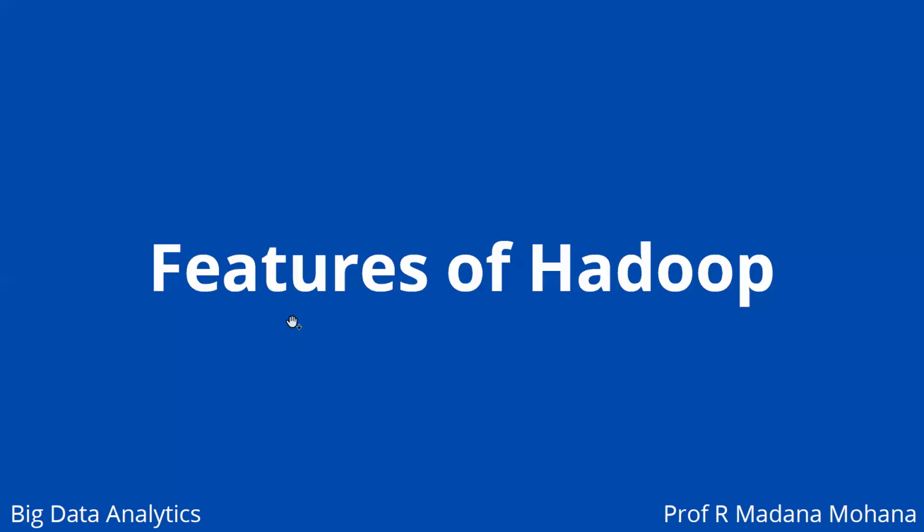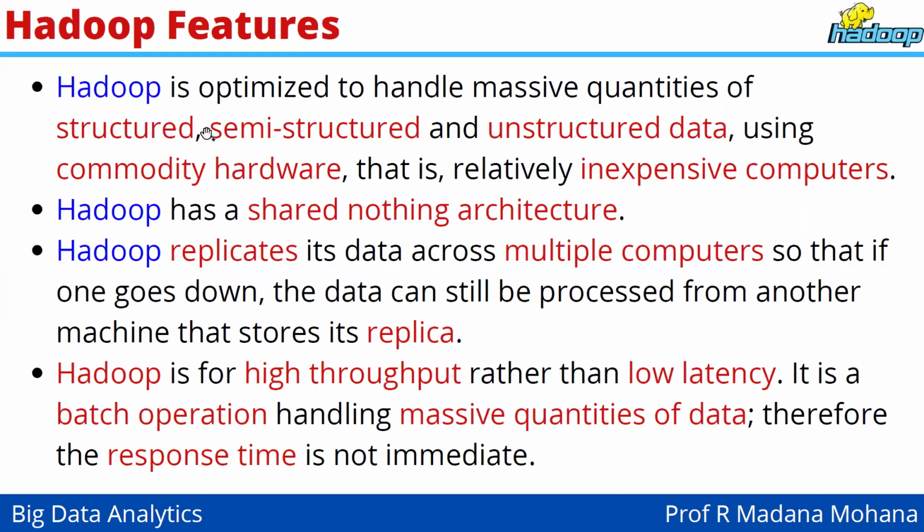Then coming to the features of Hadoop. Hadoop is optimized to handle massive quantities of structured, semi-structured, and unstructured data. How? By using commodity hardware, that is, relatively inexpensive computers. Hadoop has a shared nothing architecture. Hadoop also replicates its data across multiple computers so that if one goes down, the data can still be processed from another machine that stores its replica. This is one of the important features of Hadoop.